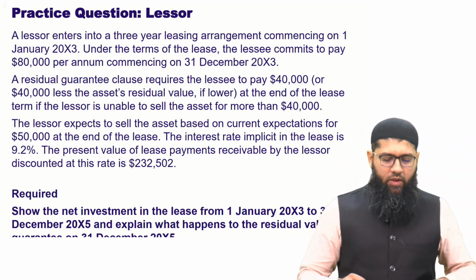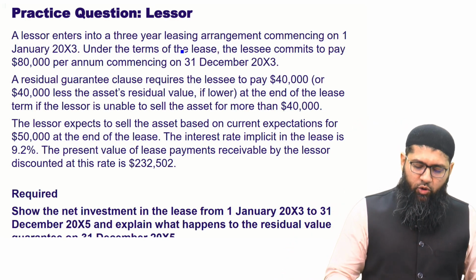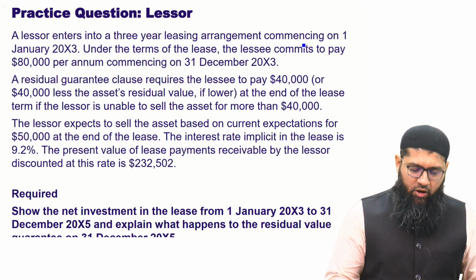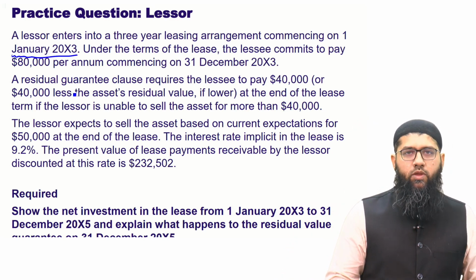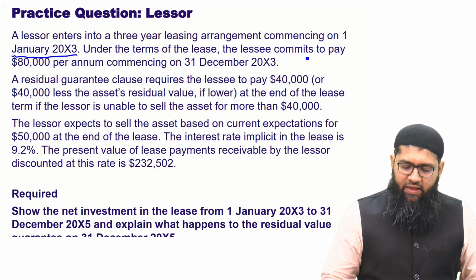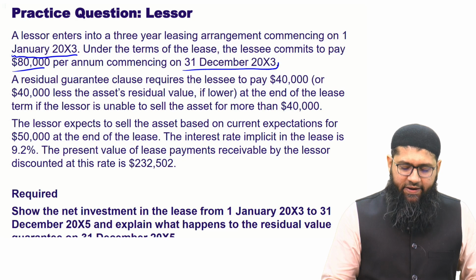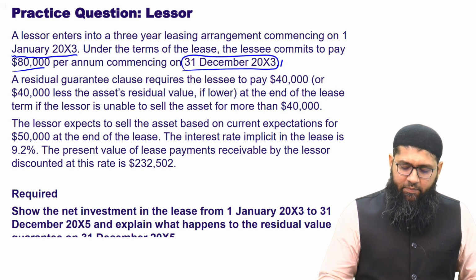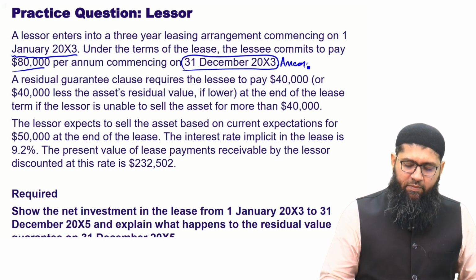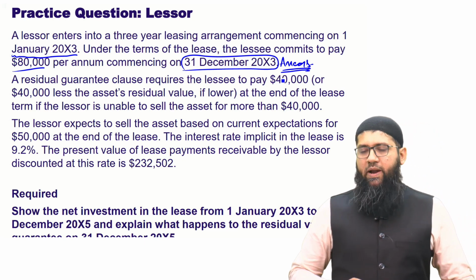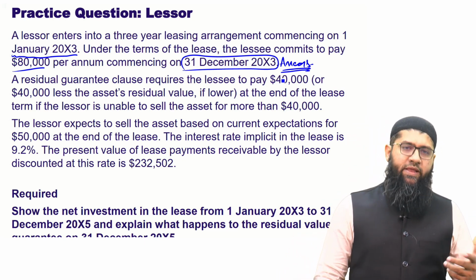It says, a lessor enters into a 3-year leasing agreement commencing on 1st January 3. Under the terms of the lease, the lessee commits to pay 80,000 per annum commencing on 31st December 3. That means the rentals are receivable in arrears.